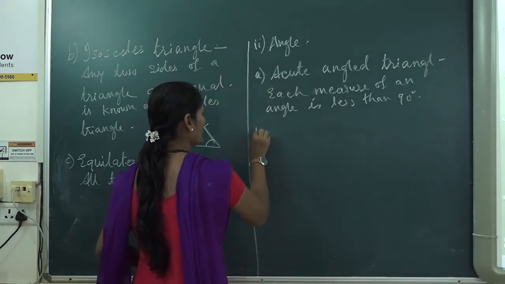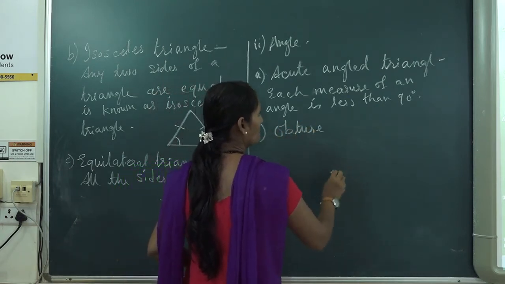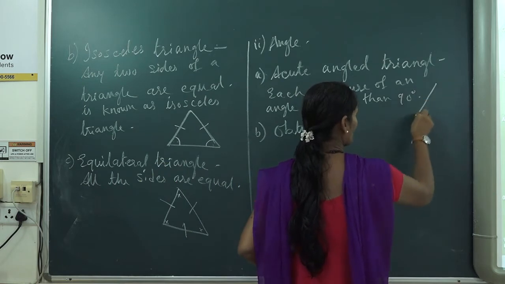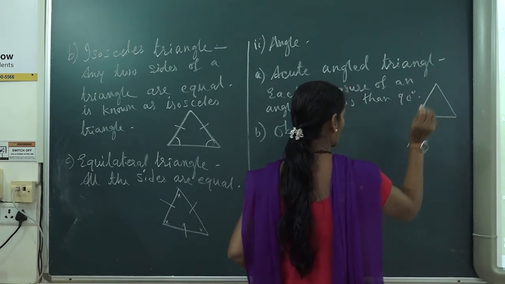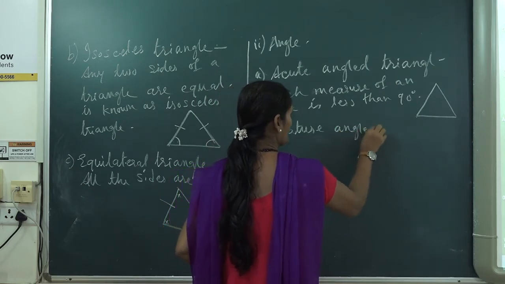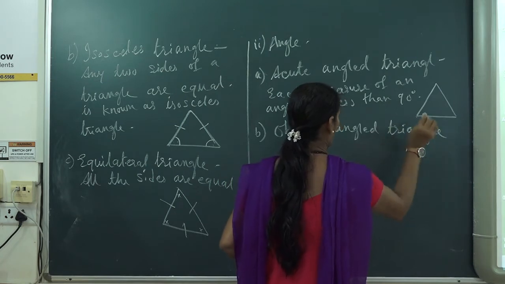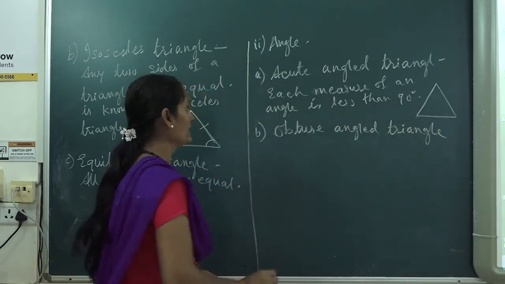Then second one will come obtuse, O-B-T-U-S-E. Obtuse, let me draw a figure for this, a small triangle. Obtuse angle triangle. Okay, obtuse angle triangle.